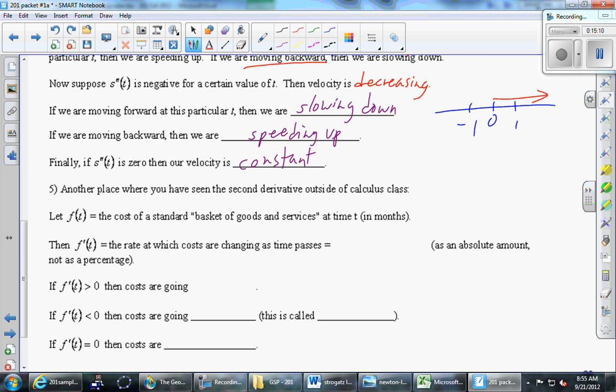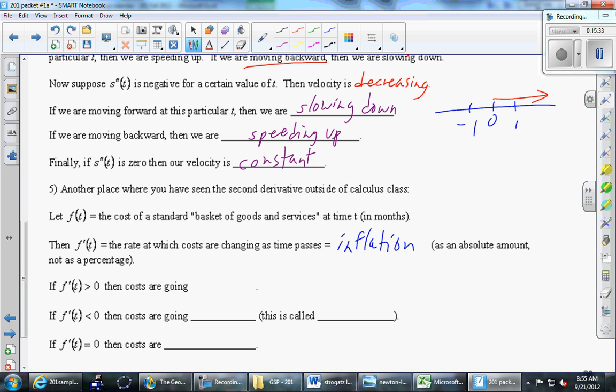Okay, let's see if we know this word. The rate at which costs are changing as time passes. Right now, costs go up a little bit. Costs are a little bit more than they were a year ago. It's inflation. Inflation is a derivative. Inflation gives you a sense of how costs are changing as time passes, a rate at which costs are changing as time passes.